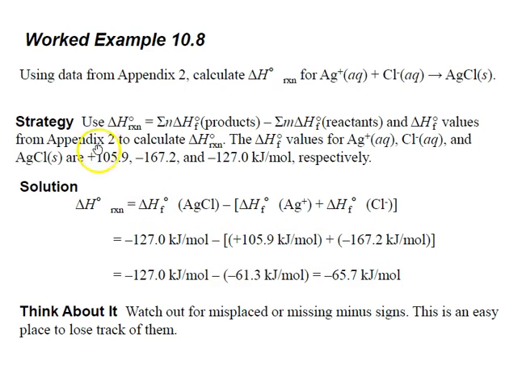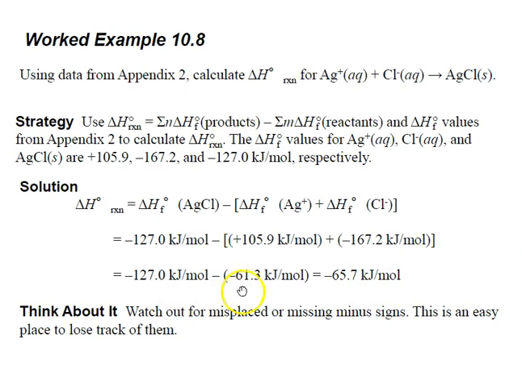And it's products minus reactants, so we'll do the product minus the sum of the 2 reactants. The 2 reactants are 105.9 and negative 167.2. So then, just following the order of operations, we can do 105.9 minus 167.2. We get negative 61.3, and just rewrote that. This minus sign remained. So here's our negative 127 minus a minus, which is actually adding. So negative 127 plus 61.3. You get negative 65.7 kilojoules per mole.